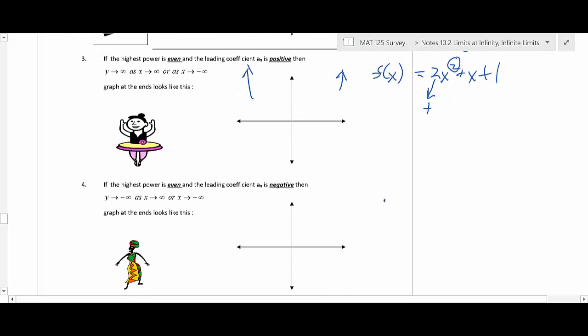I tried to find a picture online of each dancer. All right, so let's say that you had something like g of x equals negative x to the fourth minus x plus 2. All that matters is the highest power is even, and the number in front, we call the leading coefficient, is negative. That just means it's going to go like that.